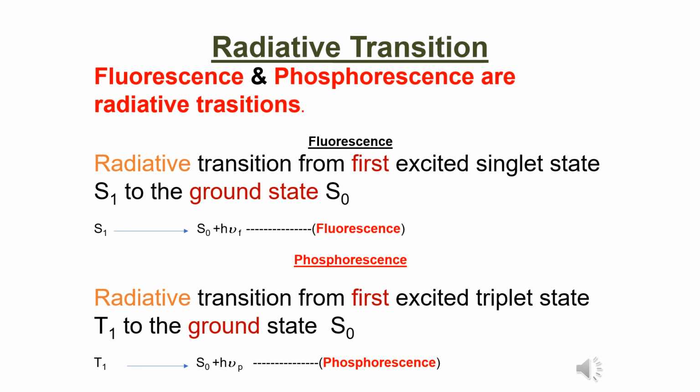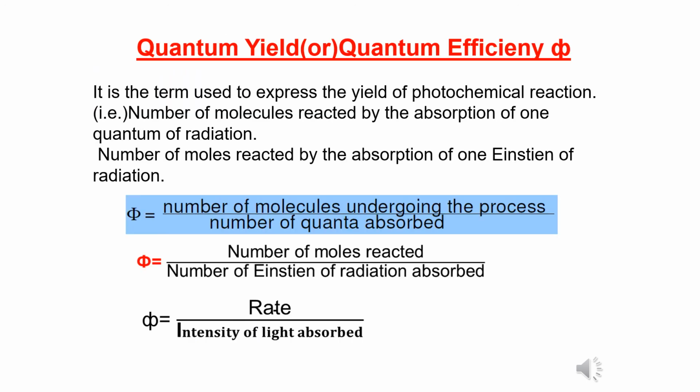Now the next topic is quantum yield or quantum efficiency, and the symbol is phi. It is the term used to express the yield of photochemical reaction. That is, the quantum yield is the number of molecules reacted by the absorption of one quantum of radiation. In other words, the number of moles reacted by the absorption of one Einstein of radiation.